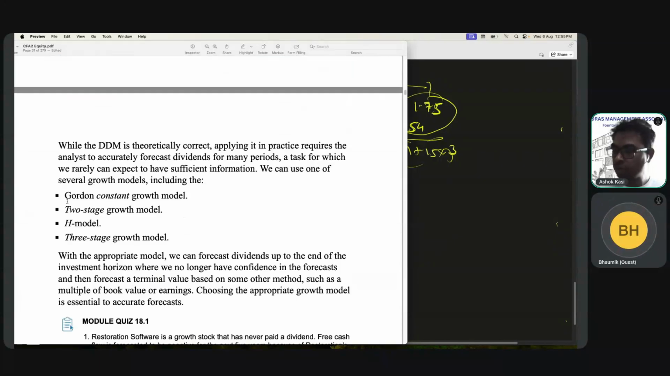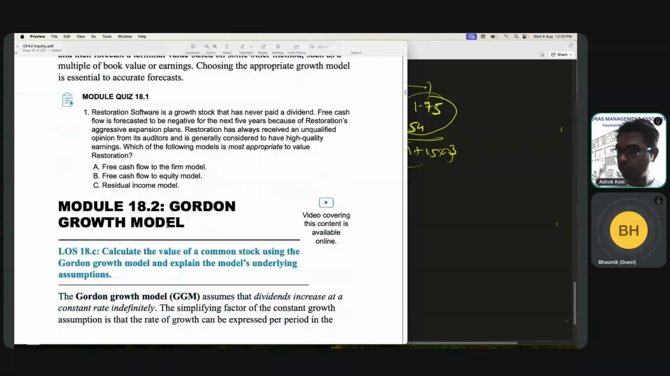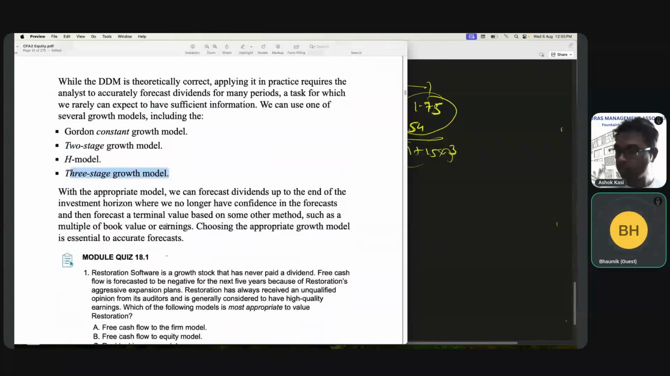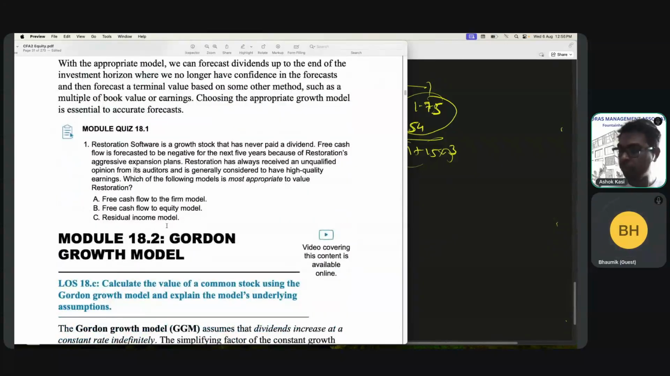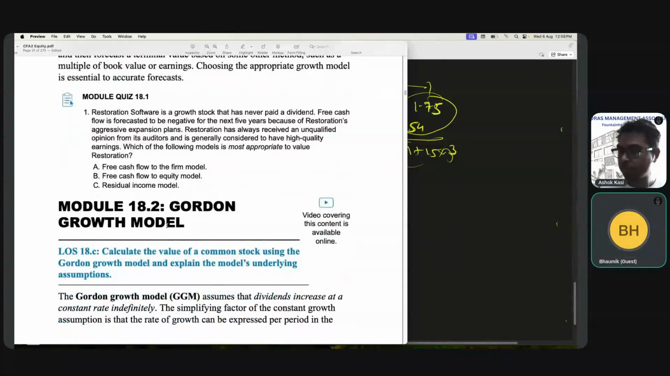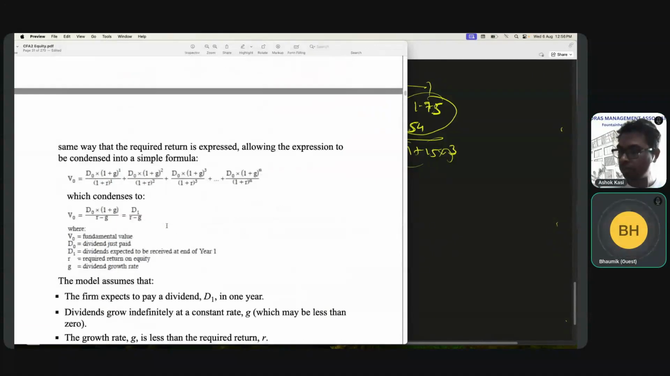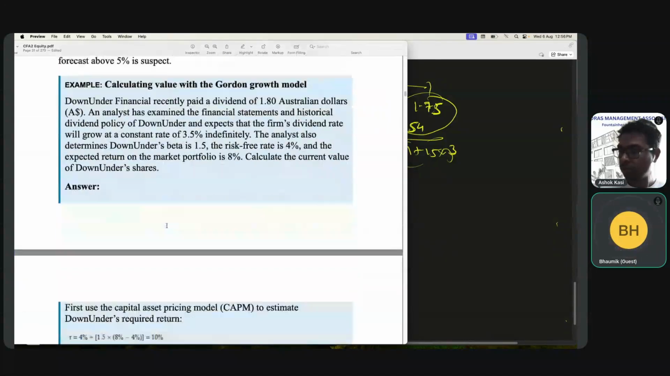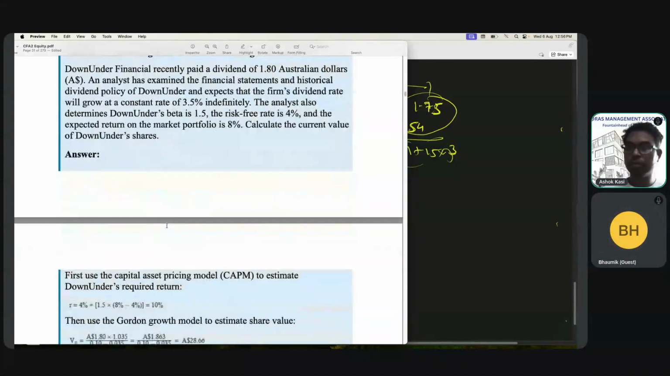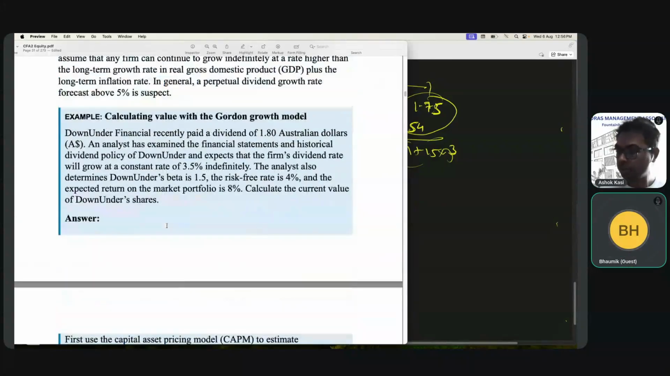So the Gordon growth model is also there. Then 2-stage, all this we have done. The H model is new here, but again nothing difficult. 2-stage means the growth rate is changing; 3-stage means it is changing multiple times. All these examples are there as we move ahead. Then the Gordon growth model. Just go through this now. Down Under.